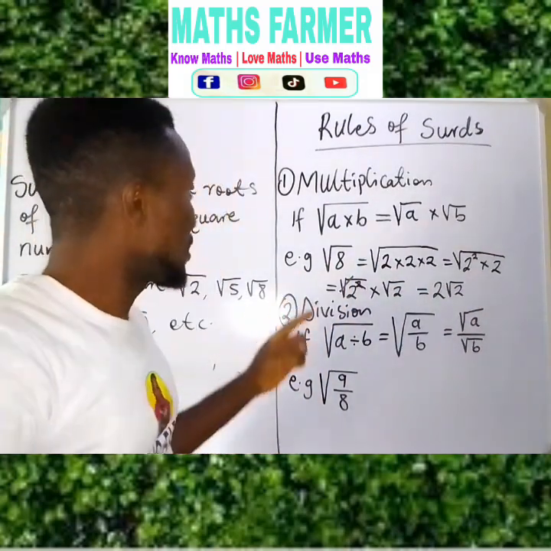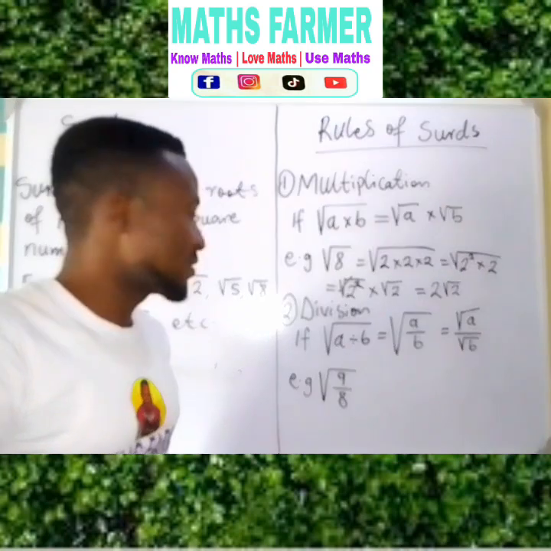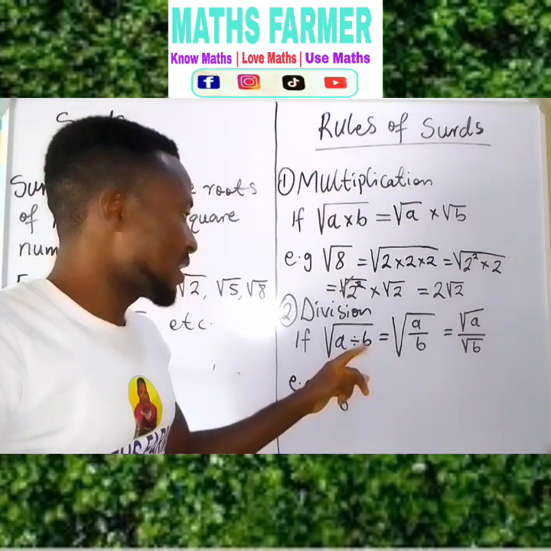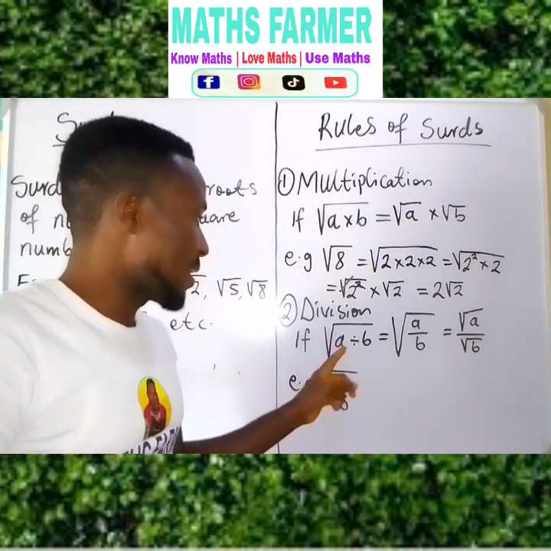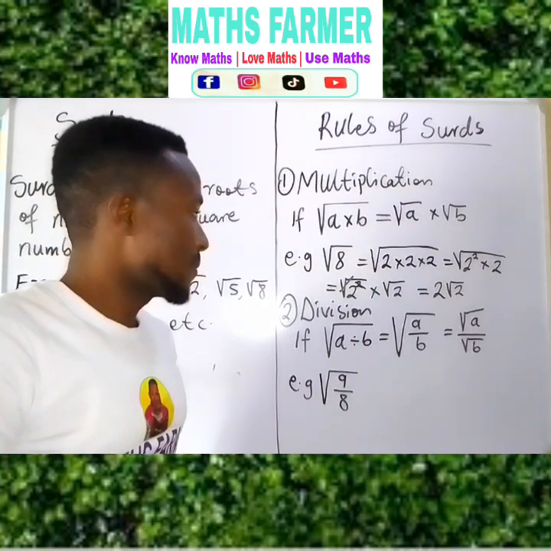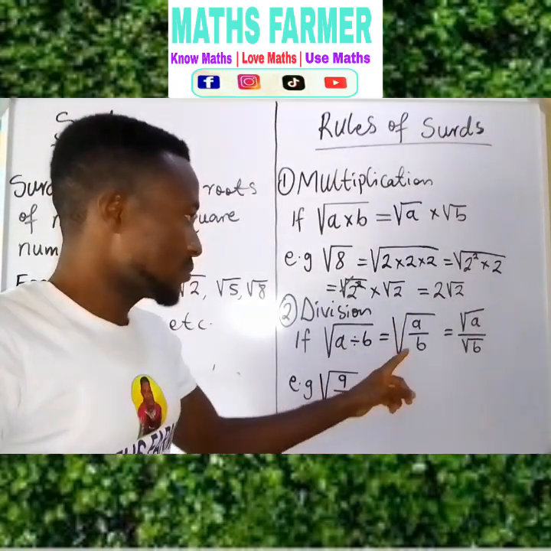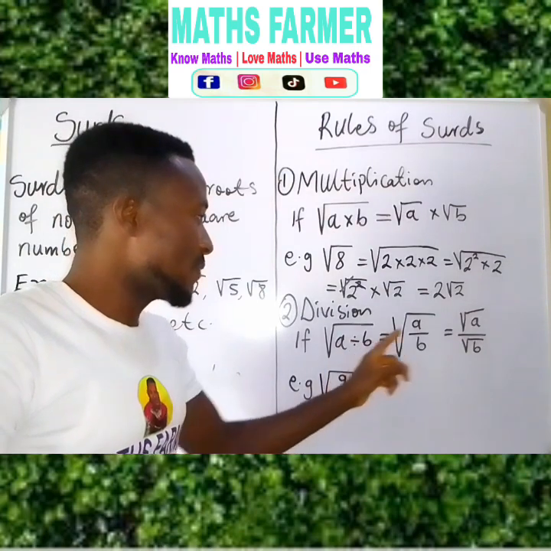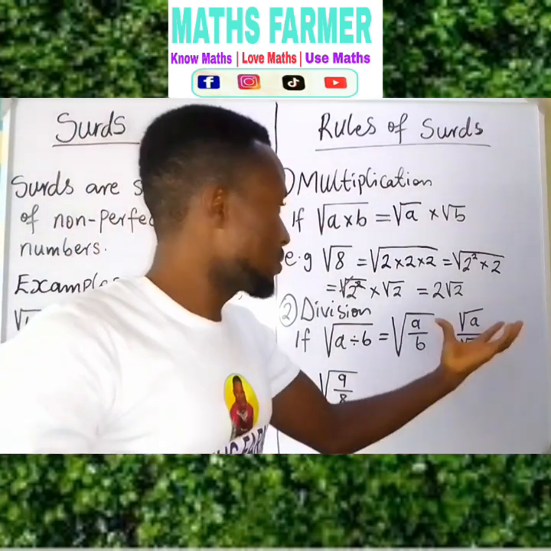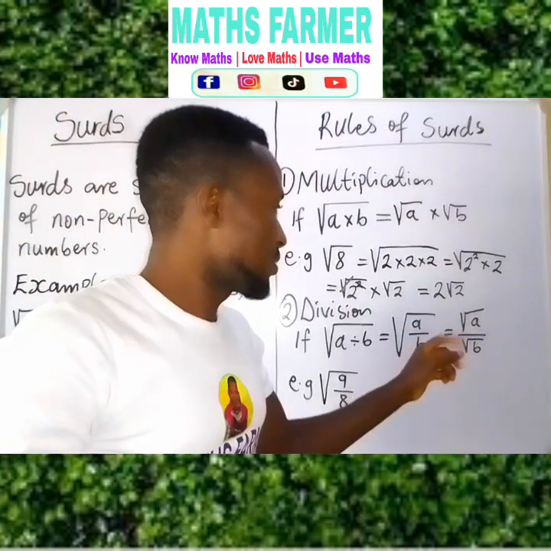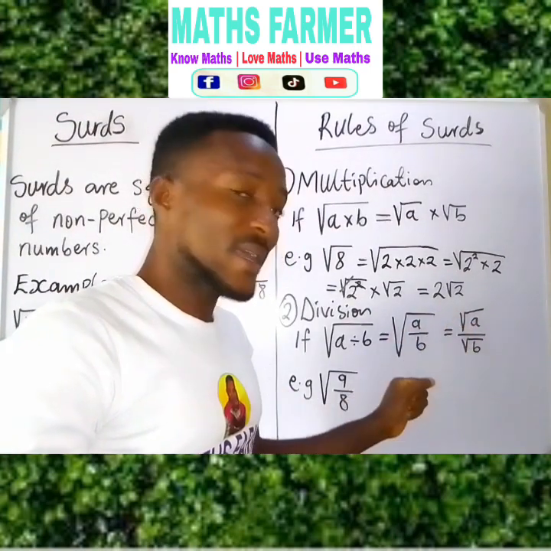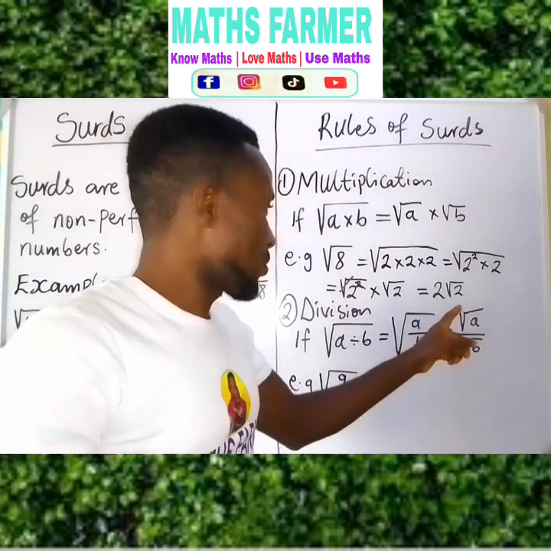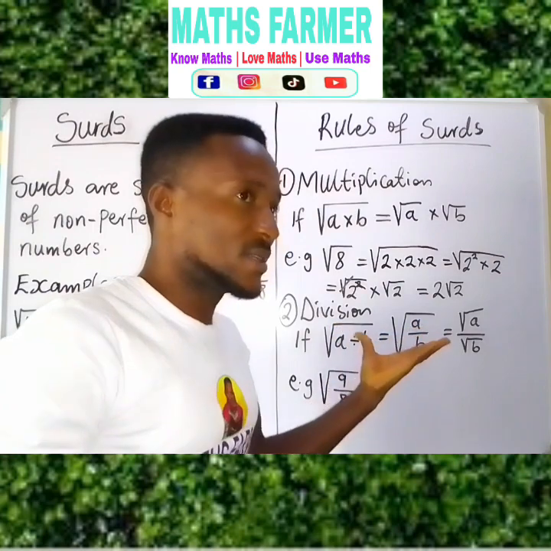Now, we have the second rule here, which is the division rule. If we have the square root of a divided by b, where a and b are integers, we can write it with either this division sign or this division sign, they are the same. When we have this, it is equal to the square root of a over the square root of b. Mr. A, collect your own square root. Mr. B, collect your own square root. That is what the rule is saying.